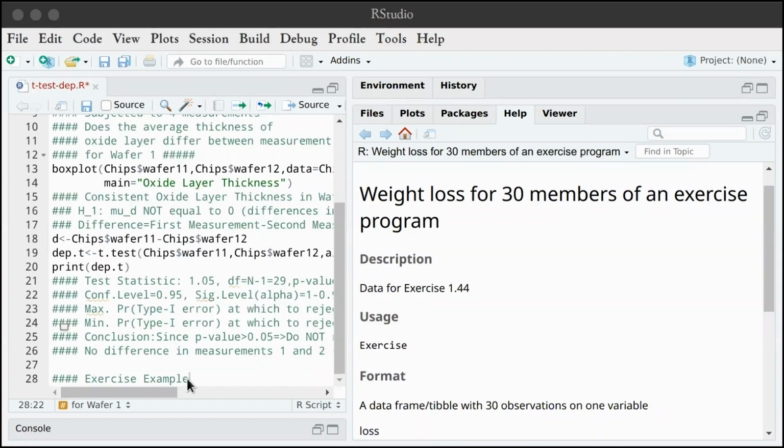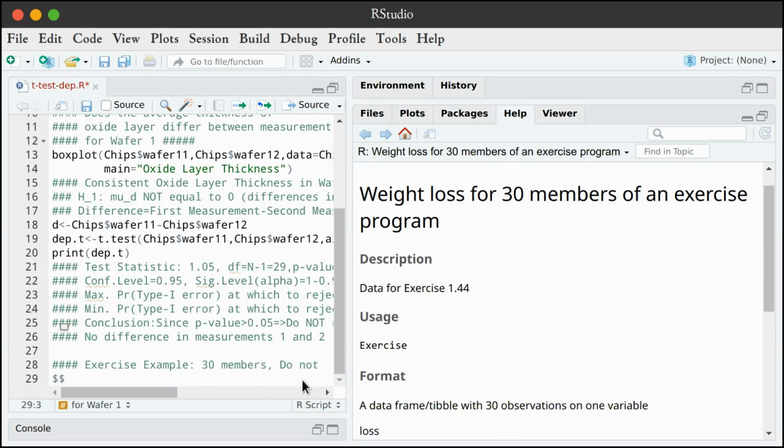So we have 30 members, so 30 subjects. This is a within subject design, and we can use a matched pair comparison t-test. Problem being that we don't have before, after. But is it necessary? We already know the answer to that.